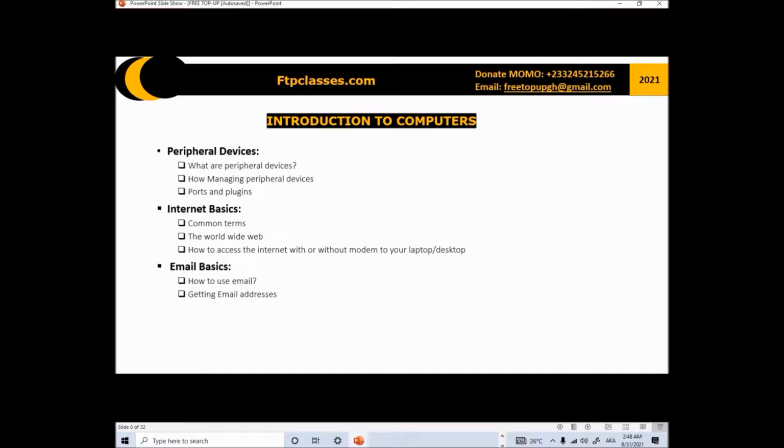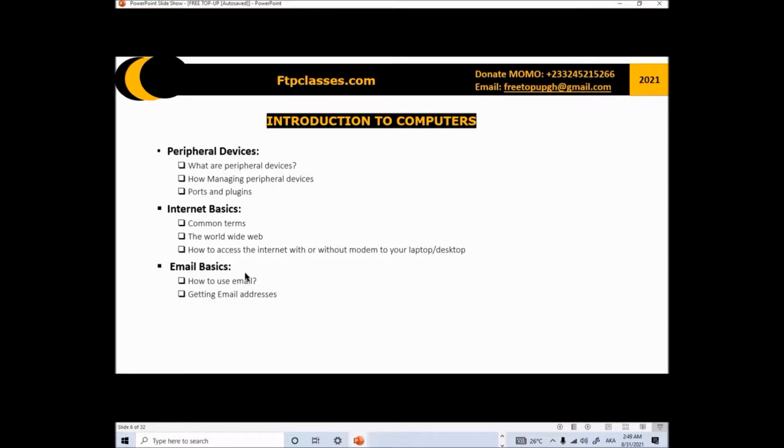Then we come to internet basics. All right, so common terms, the World Wide Web. I think nowadays you don't need to type www dot. I think it's too old to do that nowadays. How to search is very simple, whatever you want to search. Maybe you want to search Otisozu, you just type Otisozu there. Maybe you want to search ftpclasses.com, there's no need to write www.ftpclasses.com and it opens for you.